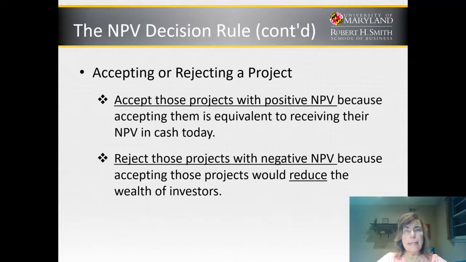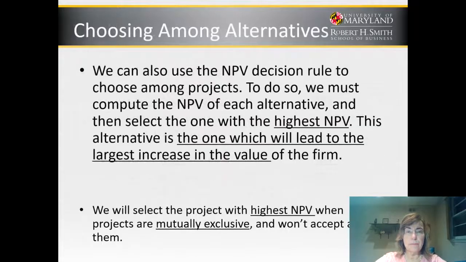If we're not constrained and we can do every project that we want, we would accept any project with a positive net present value because accepting them is equivalent to receiving their net present value in cash today. But we will reject projects with negative net present value because accepting those projects would reduce the wealth of the investors in our company. We can also use the NPV decision rule to choose among projects. To do so, we must compute the net present value of each alternative and, as I said before, select the one with the highest NPV. This is the one which will lead to the largest increase in the value of the firm.